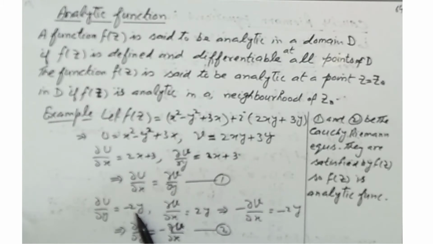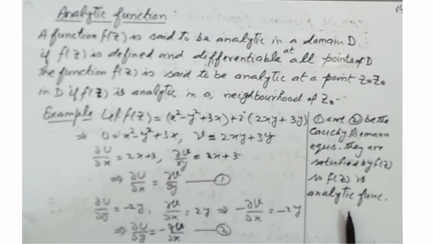So multiplying both sides by minus 1, this is minus partial v over partial x and this is minus 2y. So by comparing these two values, this is also minus 2y and this is also minus 2y. So partial u over partial y equal to minus partial v over partial x. Equations 1 and 2 are the Cauchy-Riemann equations. They are called equation 1 and equation 2. They are called Cauchy-Riemann equations and they are satisfied by this function. So the function is analytic.